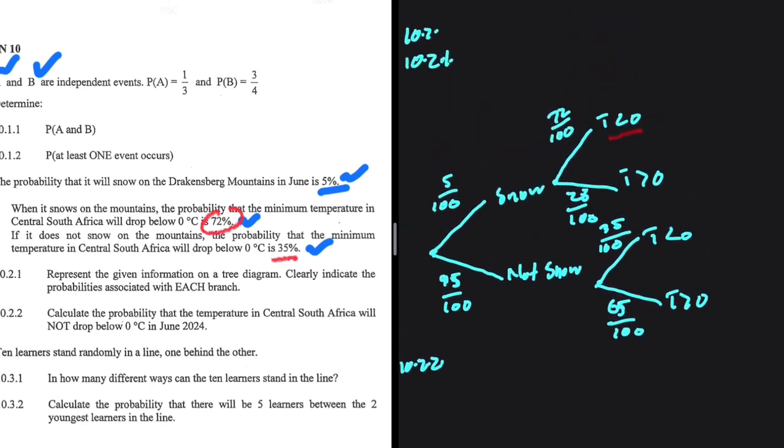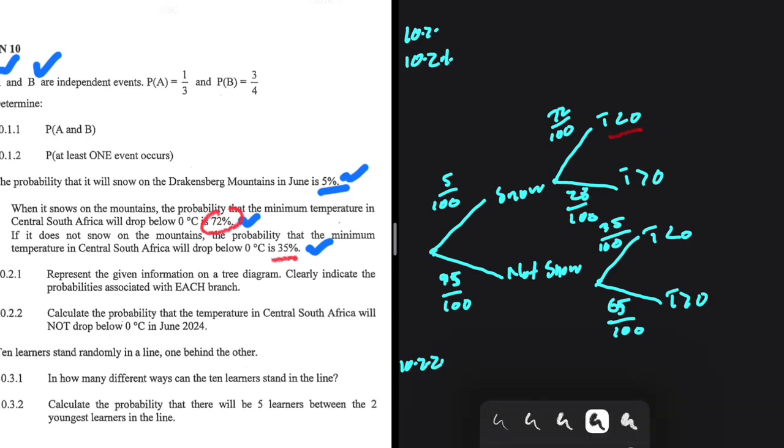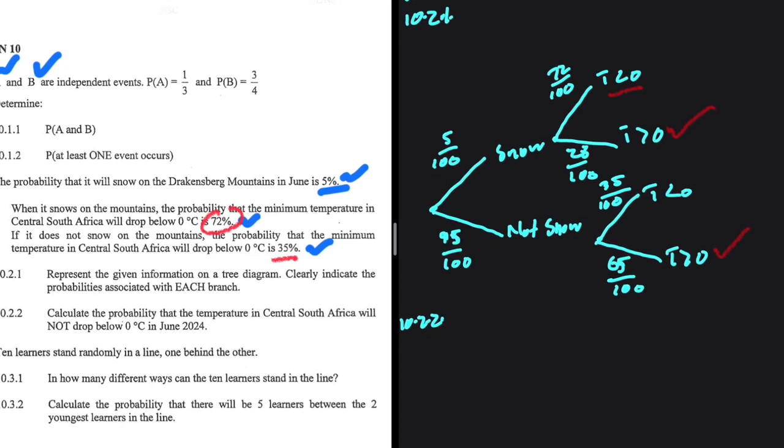We have to use our tree diagram. We want the probability that it will not drop below 0. Let's go ahead. We can see clearly that here it is not dropping below 0 because the temperature is greater than 0. And even here it's not dropping below 0 because the temperature is greater than 0. So we have to add those two probabilities.